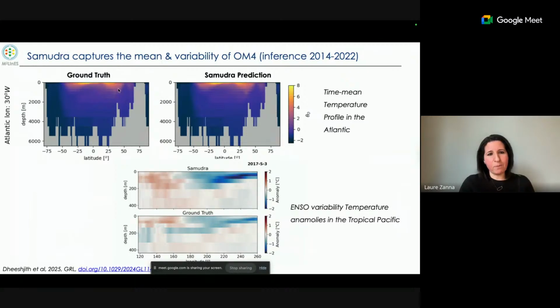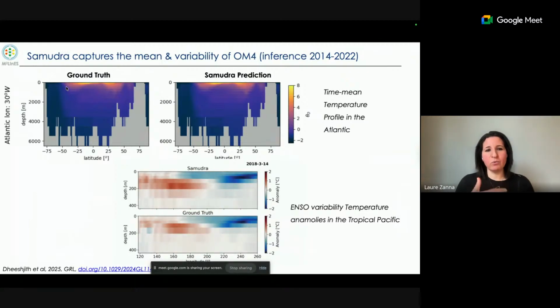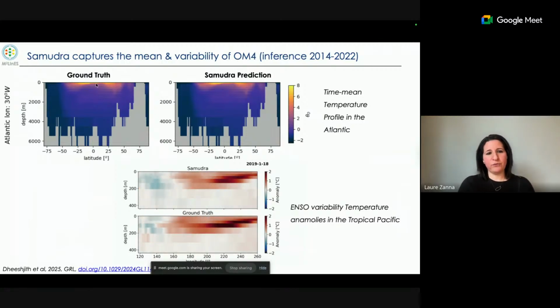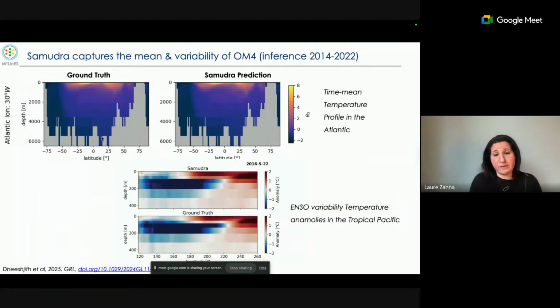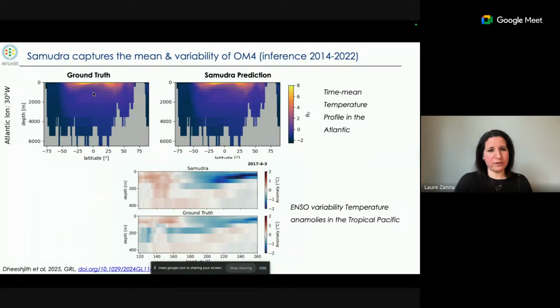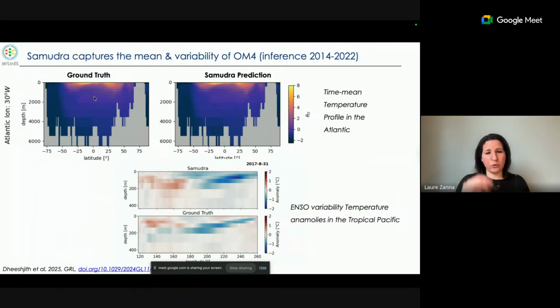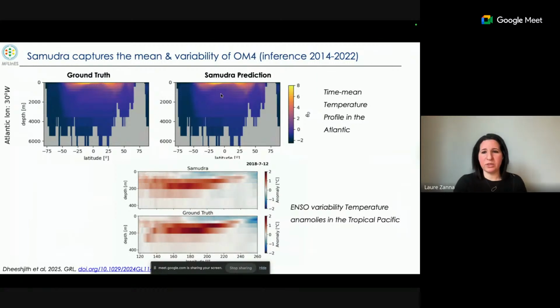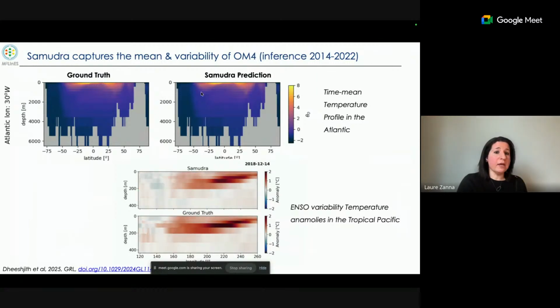What you see here, this bowl shape, is the typical bowl that we would expect the temperature to look like, meaning it's warmer near the surface and it gets a lot colder as you go deep into the ocean, obviously, because there are no sources of heat that come from the atmosphere. So this is the ground truth in the Atlantic. This one over here is Samudra prediction, right? Those are time means.